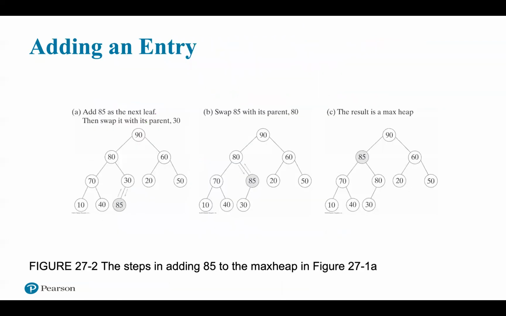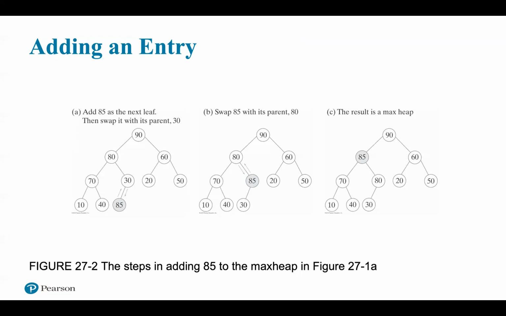So how about adding an entry? The algorithm to add an entry to a heap is not difficult. Recall that in a max heap, the object in a node is greater than or equal to its descendant objects. Suppose that we want to add 85 to the max heap in figure 27.1. We first would place the new entry as the next leaf in the tree. Figure 27.2a shows that we add 85 to the left child of the 30. Notice that we actually would place 85 at index 10 of the array in figure 27.1b.